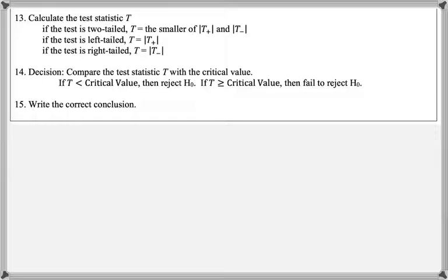Then we compare T with the critical value. If T is less than the critical value, we reject the null hypothesis. If T is greater than or equal to the critical value, we fail to reject the null hypothesis. And lastly, we write the correct conclusion.